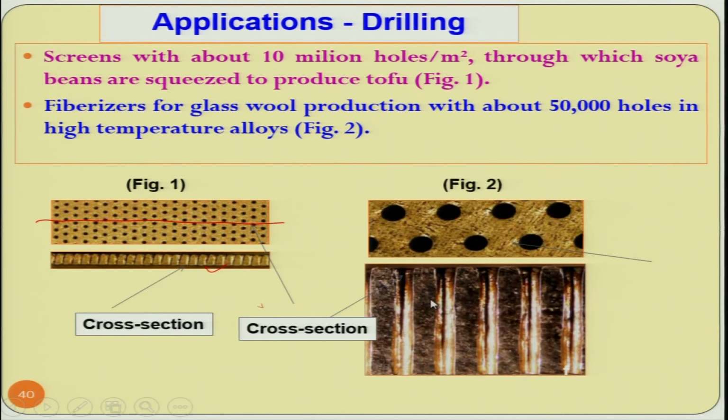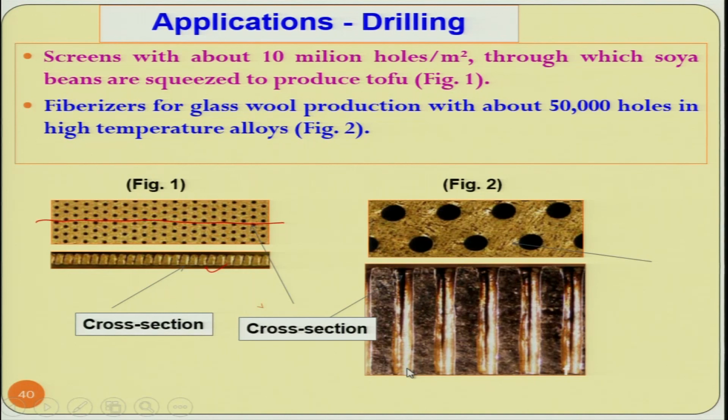Now, you can see here, this is another case, this is shown in figure 2, 50,000 holes in high temperature alloy. Now, see clearly, a very fine cavity or very fine hole has been drilled over here, and you do not see the irregularities in the hole, and you have the very sharp edge of the hole being machined over here. You do not find the irregularities, and this is the cross section.